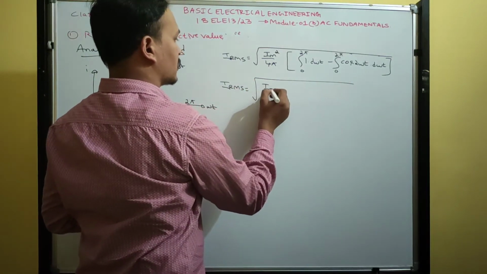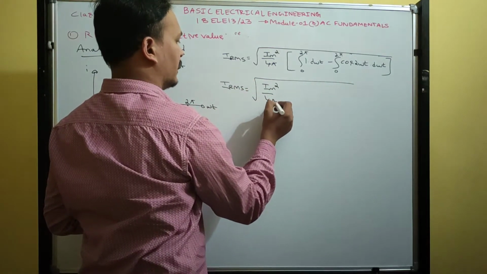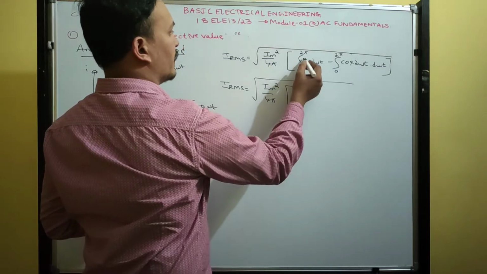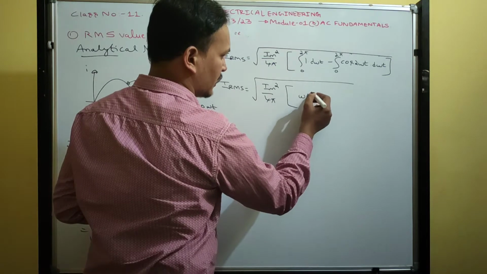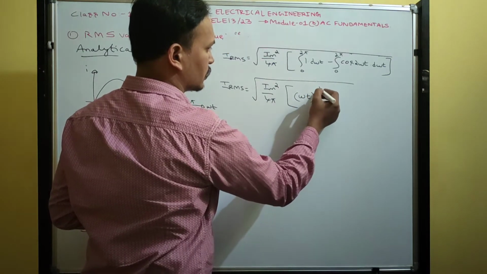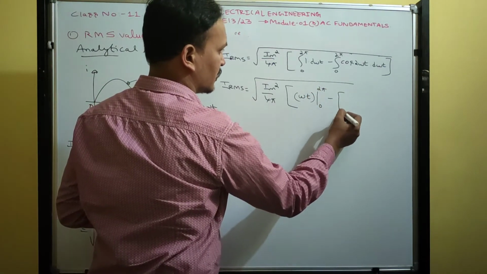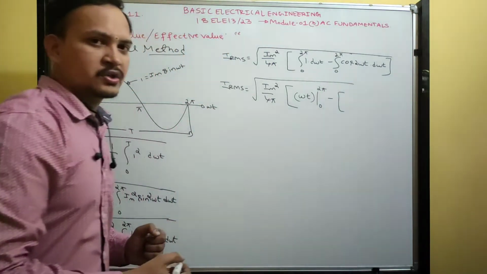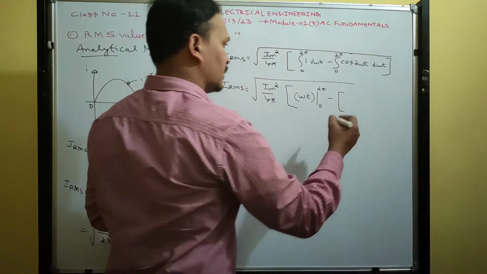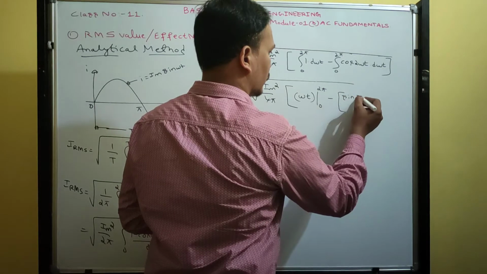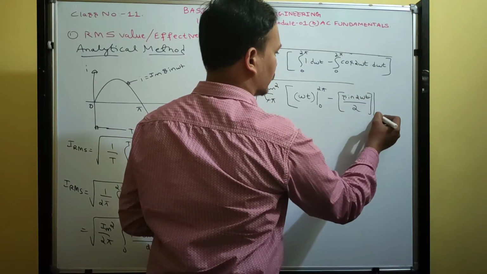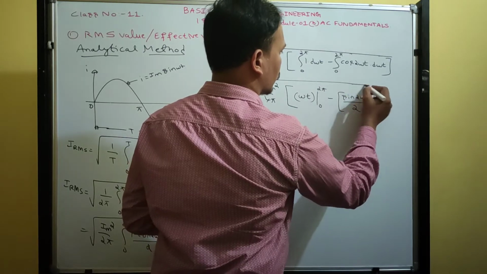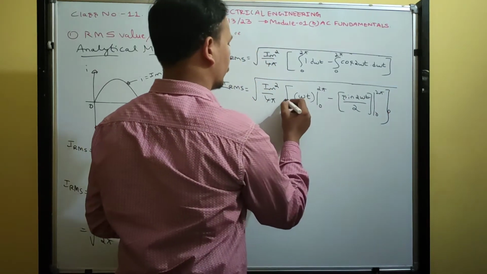So now Im square divided by 4 pi. One integral and the differential get cancelled. What is remaining? Omega t, and apply the limits 0 to 2 pi. Now minus, within the bracket, what is the integration of cos 2 omega t? Sin 2 omega t divided by 2. Then apply the limits 0 to 2 pi.